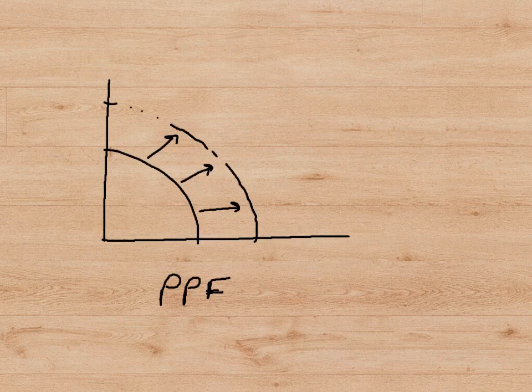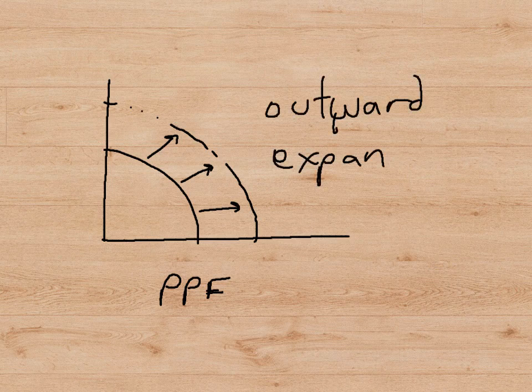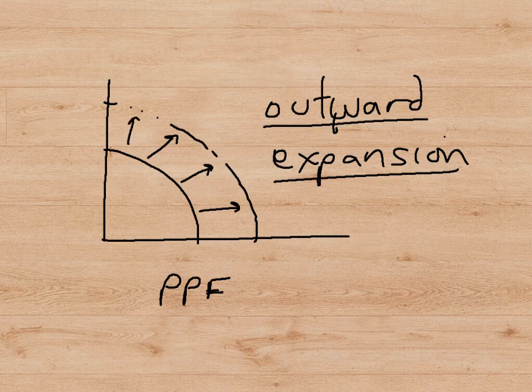So let us look at investment spending in terms of the PPF. When firms invest in capital equipment, they expand the productive capacity of the economy, and this leads to an outward expansion of the PPF. So in terms of the PPF, investment spending causes this outward expansion in the long run.